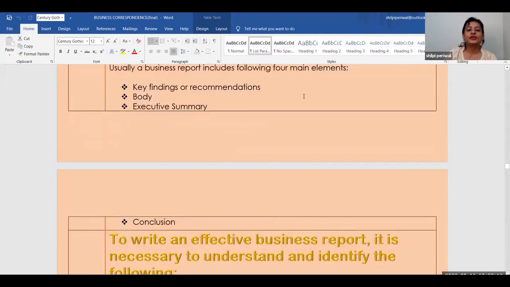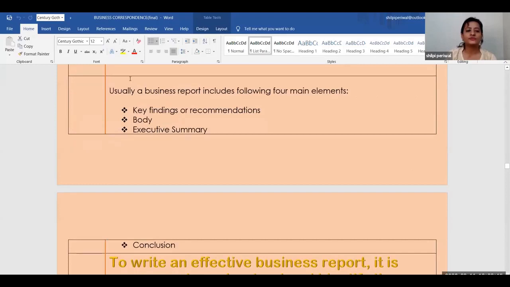The business report should contain 4 main elements. Okay, what are those 4 main elements? Key findings or recommendations. What did you find out? That meeting which you attended, what did you find over there? Then the body, talking in detail about it. Then your summary. What is your interpretation?